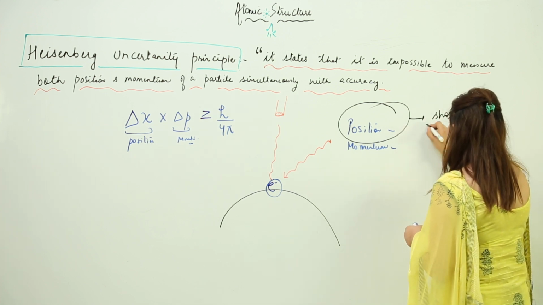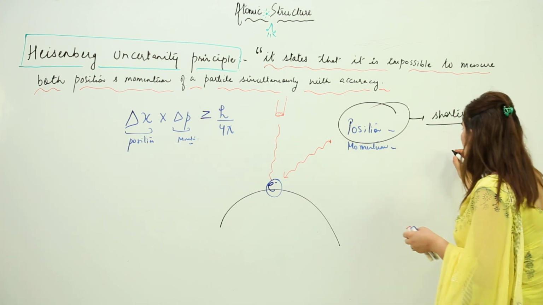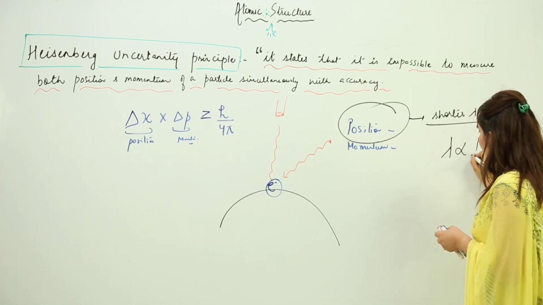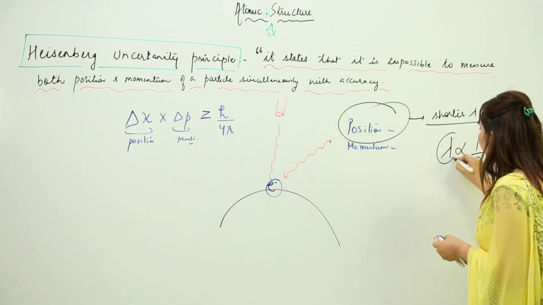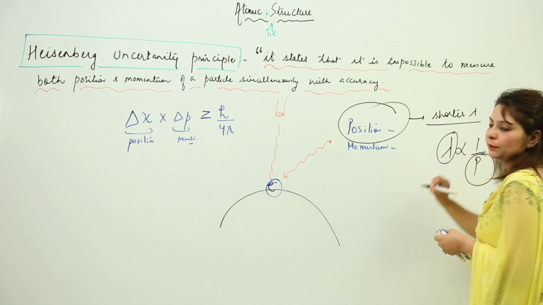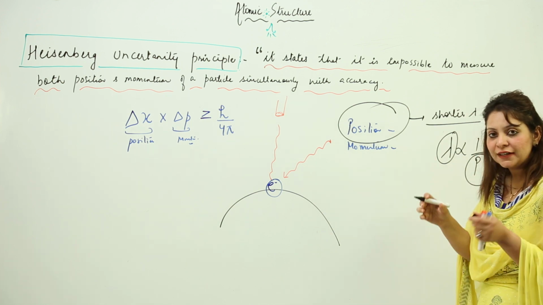We need to use the light of shorter wavelength. And as we know, we have a relation where lambda is inversely proportional to momentum. So that means the lower the wavelength, the more momentum that radiation is going to have.